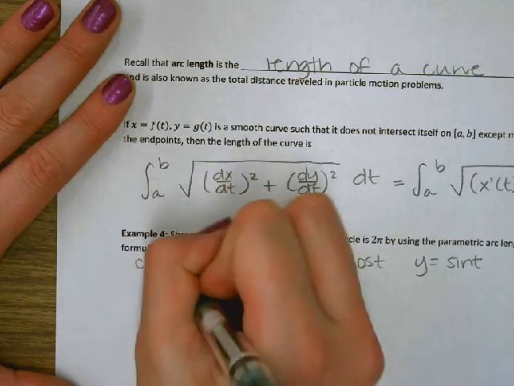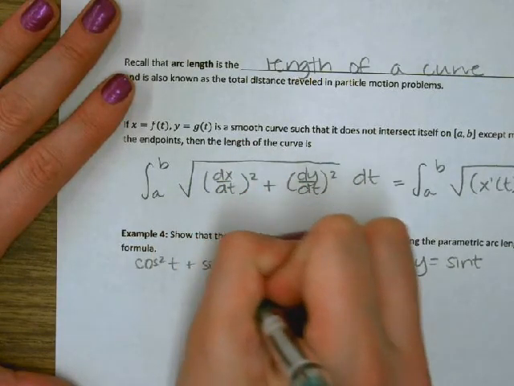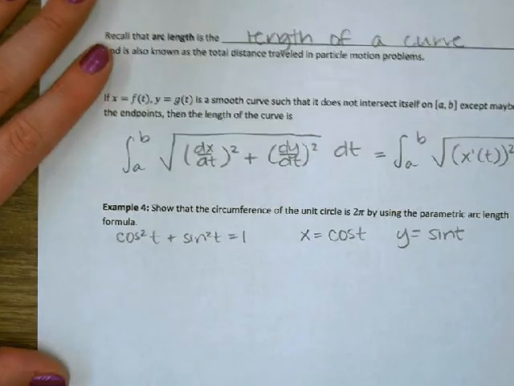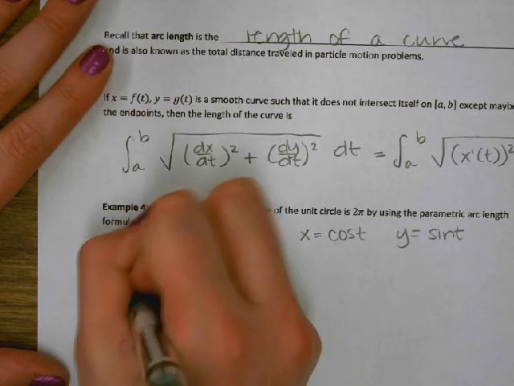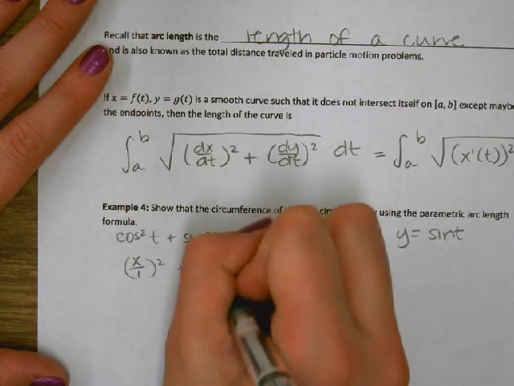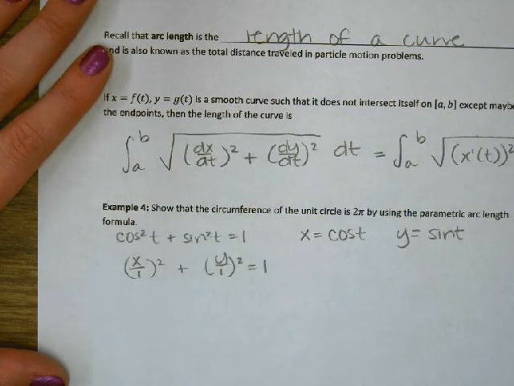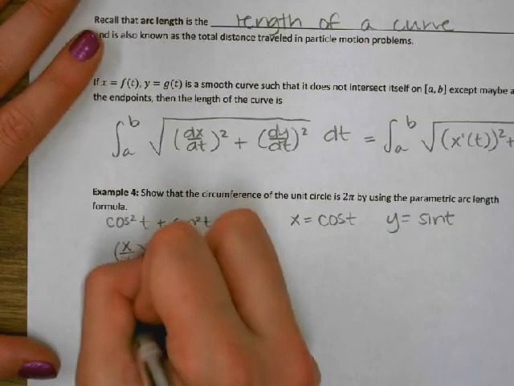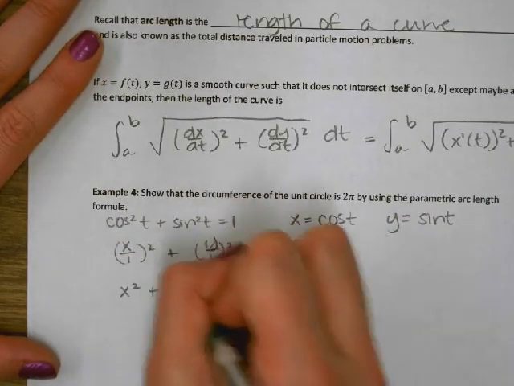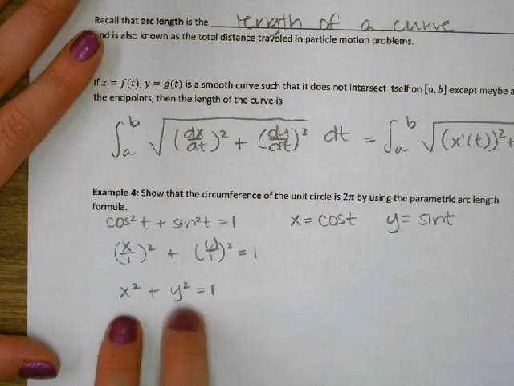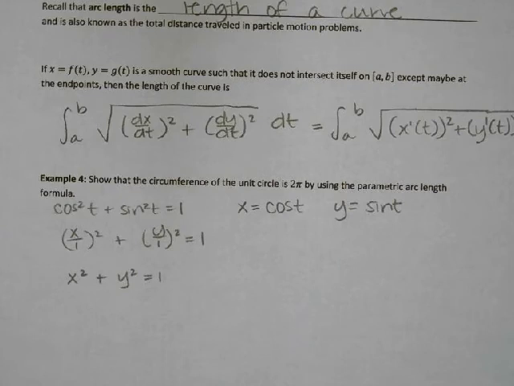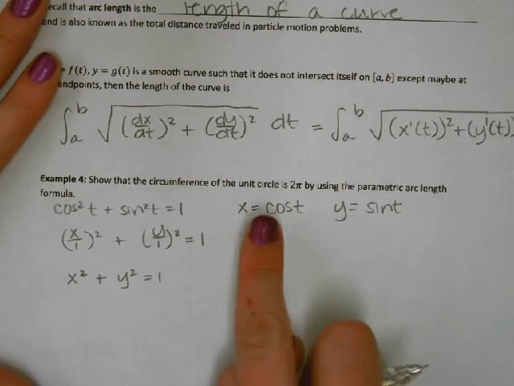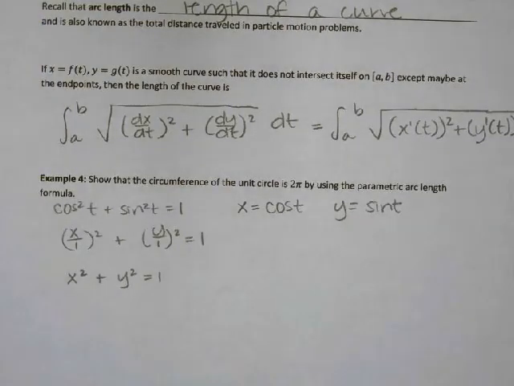Cos squared plus sine squared equals 1. So I know that cos is x, so that's going to give me x over 1 squared plus y over 1 squared is 1. And so that gives me a circle that is centered at 0, 0 and has a radius of 1. And that's what the unit circle is. It's a circle that's centered at 0, 0 with a radius of 1. So all that is to say, this is how I knew to use this when they said unit circle.